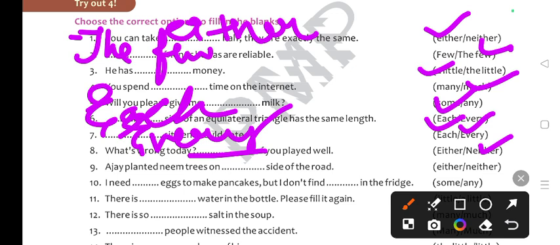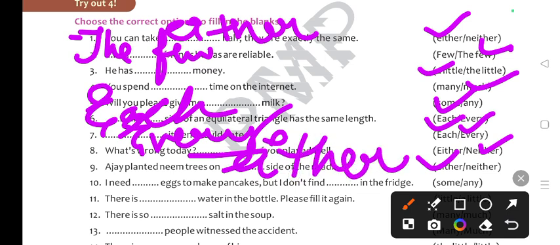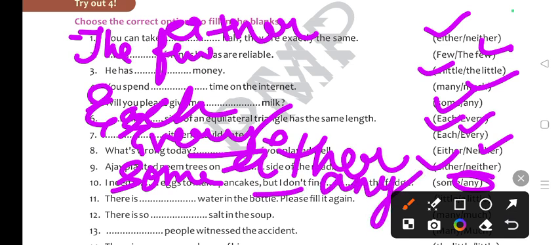Ajay planted neem trees on either side of the road, है ना? Because it's giving positive sense. He has planted the trees, so we will put here either. I need some eggs to make pancakes, but I don't find any in the fridge, because but is there, it means a contrast word we are supposed to put, so we will put here any. Now there is little water in the bottle. Little water means hardly there is water, so just fill my water again.